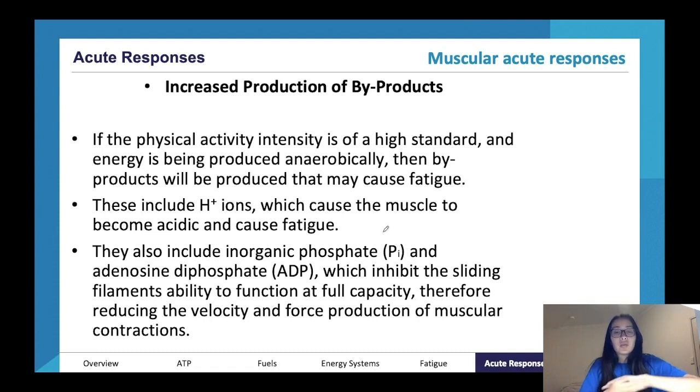You've got something called cross-bridge formation. You don't really look at this in VCE, but if you're interested, look up myosin filaments or muscle contractions and how they occur. There are lots of really good GIFs on the internet. But yeah, this can impact upon the muscle's ability to function at full capacity and therefore reduce the velocity and force production of muscular contractions. So that's why those byproducts are bad. They kind of inhibit proper functioning of these muscles.